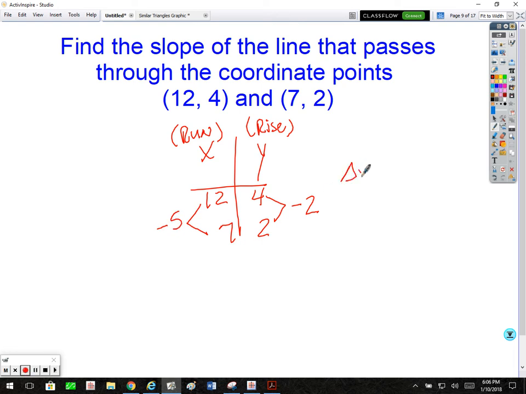So the change in y over the change in x, or your rise over your run, is negative 2 over negative 5. Well, the slope is going to be, I can't reduce 2 over 5, so we're going to leave it as 2 over 5. And if I check my signs, remember, a negative divided by a negative is a positive. So even though we went down on both of these, it actually works out to be a positive slope line. So always just check with your signs the last thing. Okay? All right, let's see what we got here.